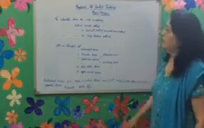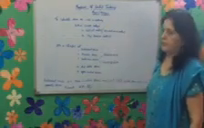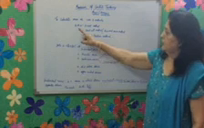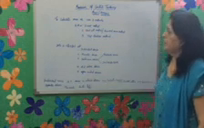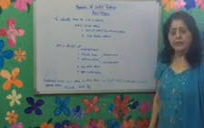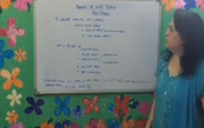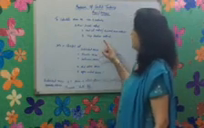To calculate mean, we use 3 methods. First method is direct method. Second method is shortcut method or assumed mean method. Third method is step deviation method.